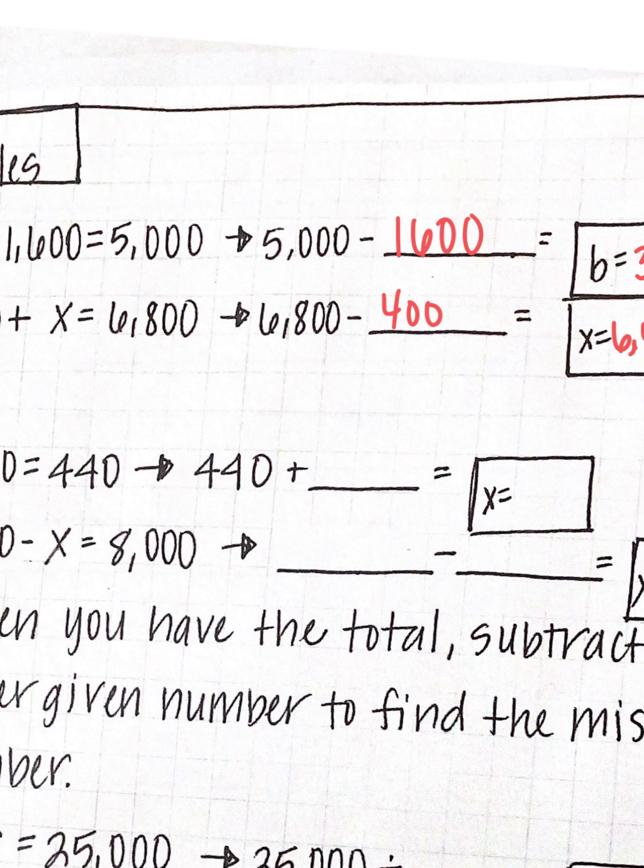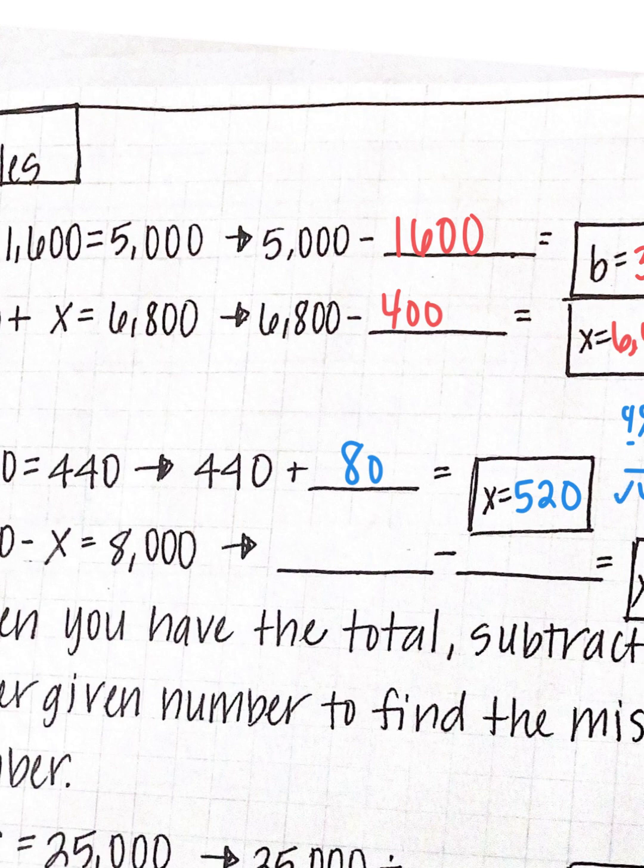Okay, the next one, X minus 80 equals 440. So this time I'm subtracting. So the opposite of subtracting is adding. So I'm going to do 440 plus 80. That gives me my answer, which is 520. And if I want to check it, I'm going to do 520, where X is, minus 80, and I better end up with 440 if I did it right. And I do. So I know that it's good.